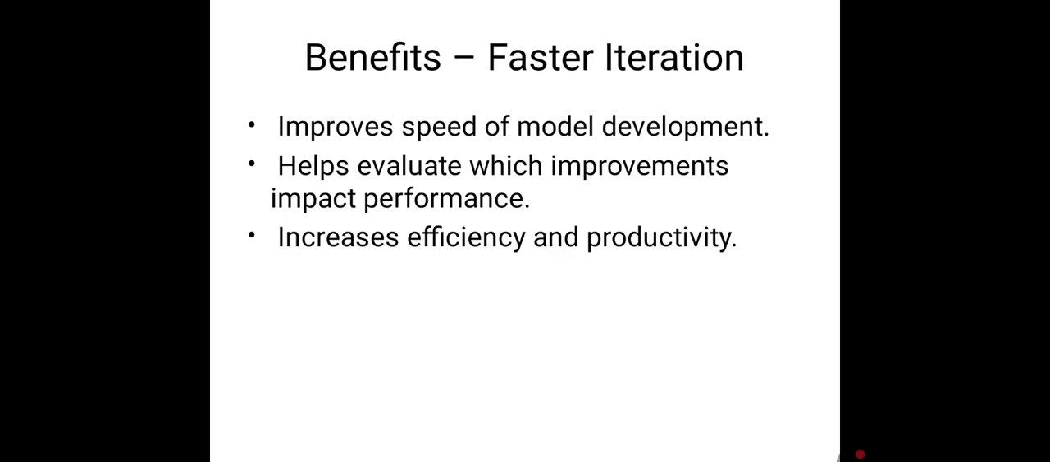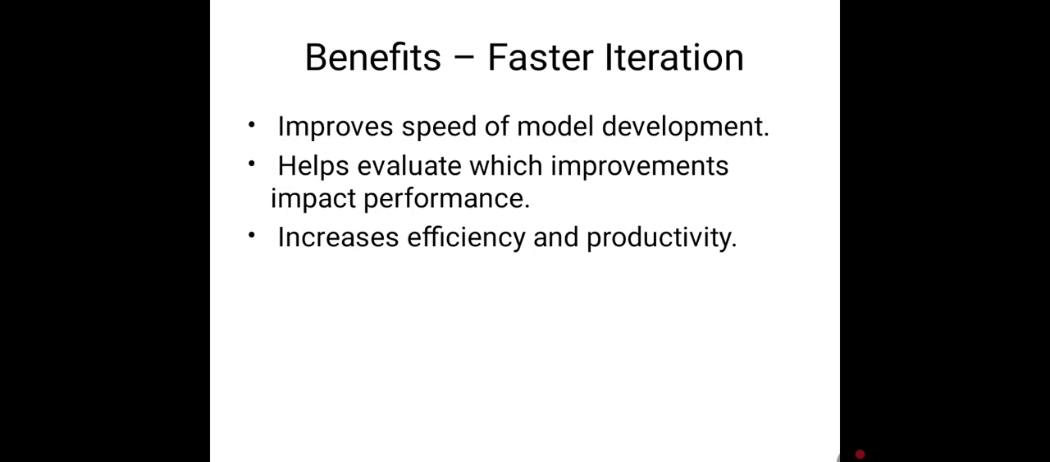And next, the benefit of faster iterations. Baseline models also help speed up model development and deployment. Since you already know the baseline performance, you can immediately judge whether each improvement you make, such as feature engineering or tuning, actually helps. This improves the speed of experimentation, performance evaluation and model building efficiency. It also helps us avoid wasting time on changes that do not work.